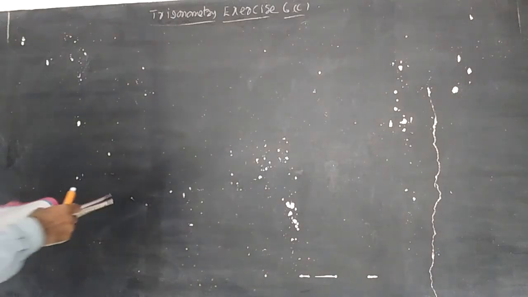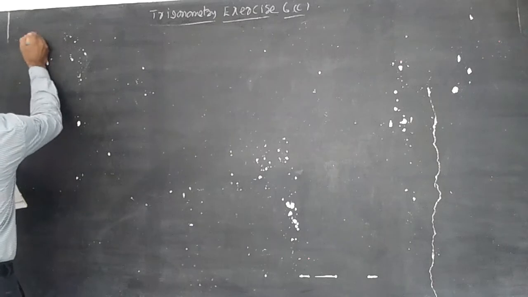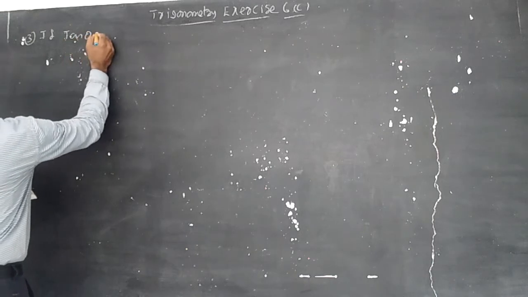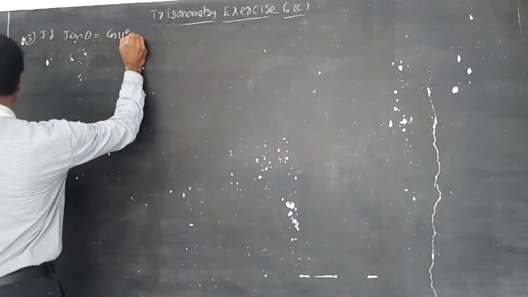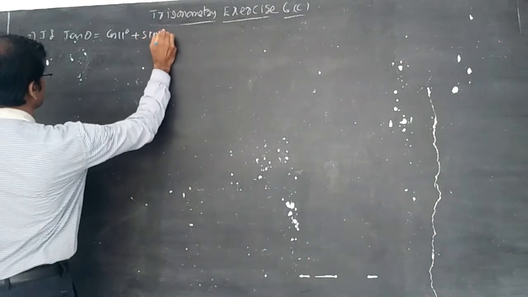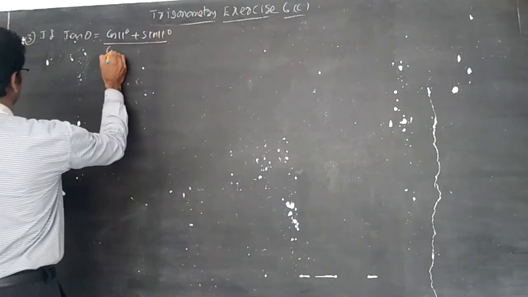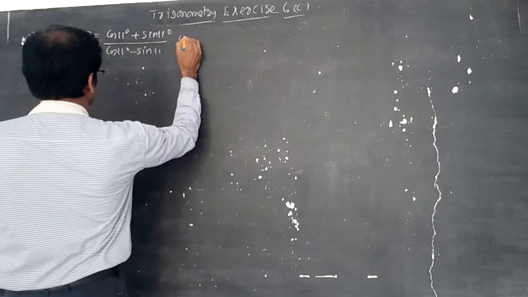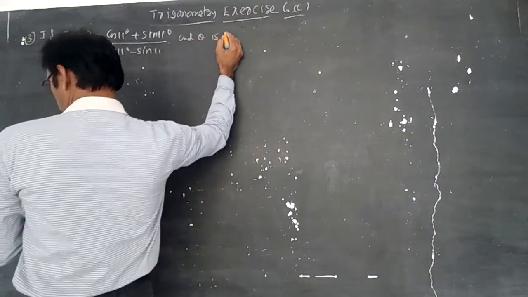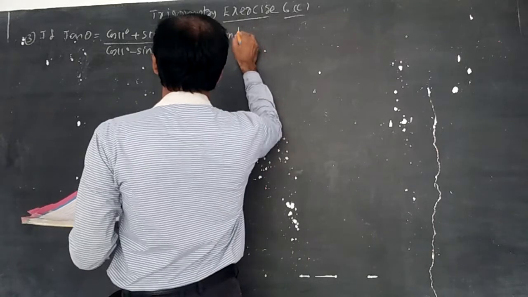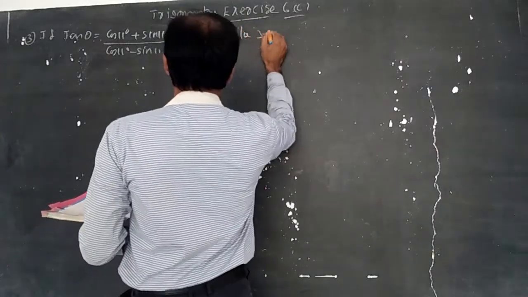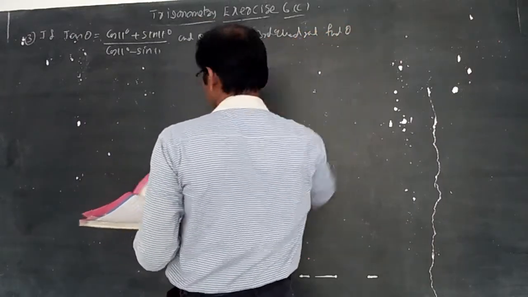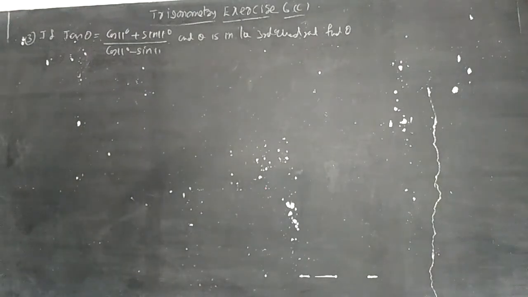Third question, page number 258. If tan theta is equal to cos 11 degrees plus sin 11 degrees whole by cos 11 degrees minus sin 11 degrees, and theta is in the third quadrant, find theta. Theta is in the third quadrant.